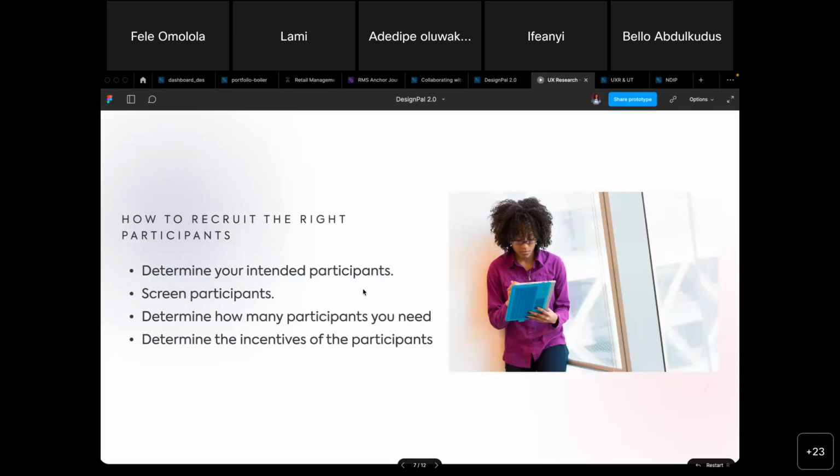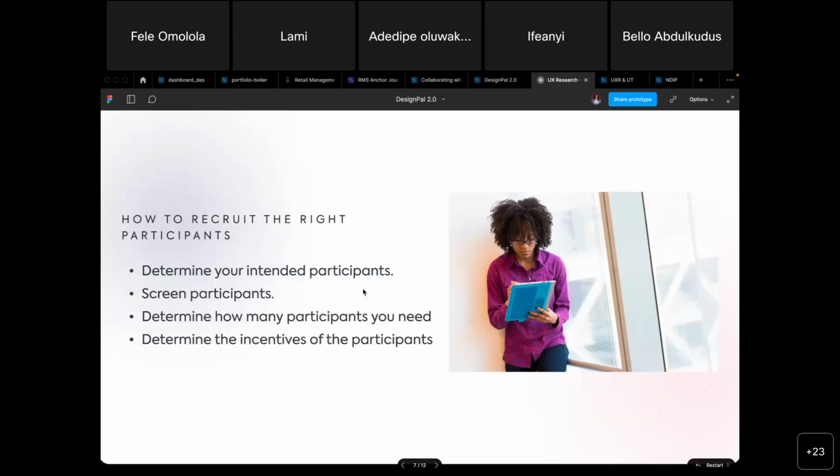On User Interviews, you can also read articles. You can do a whole lot. I also saw something about a screener survey. This screener survey is just to survey your participants. You can use it to know the kind of people you're trying to bring in for your research studies and all of that.